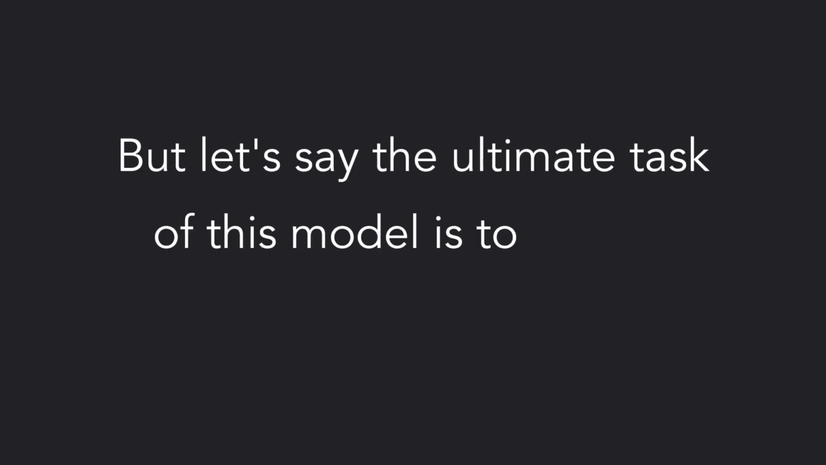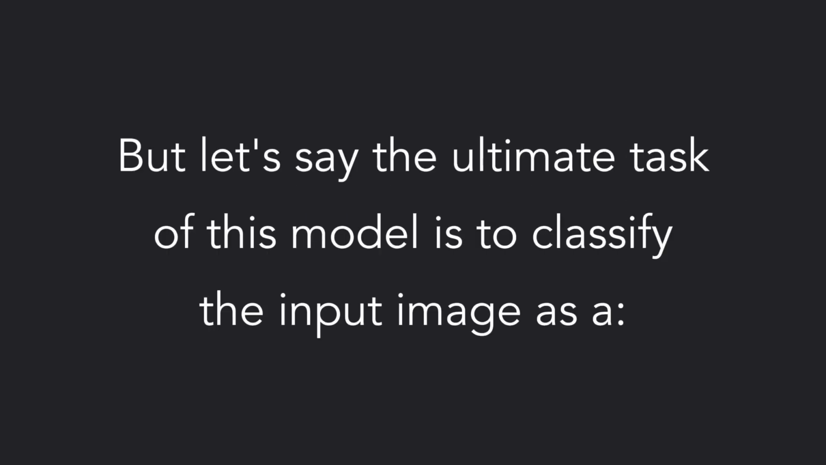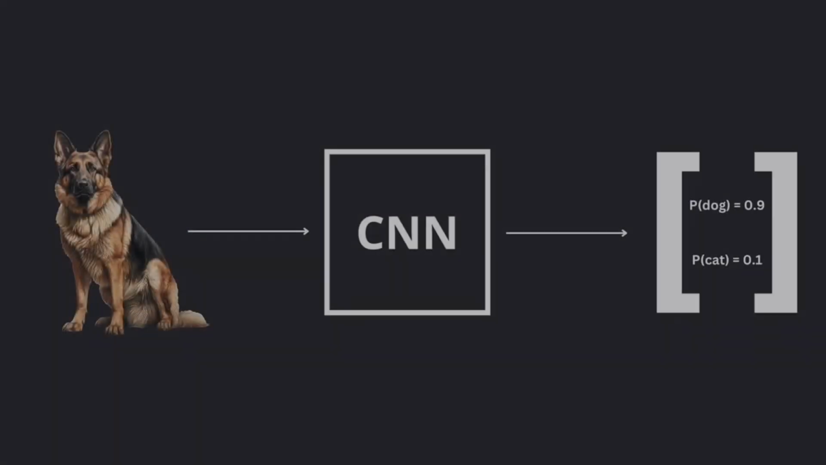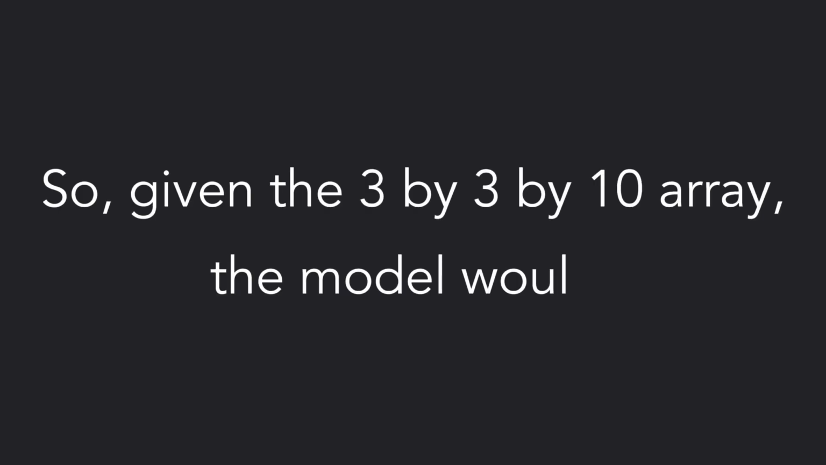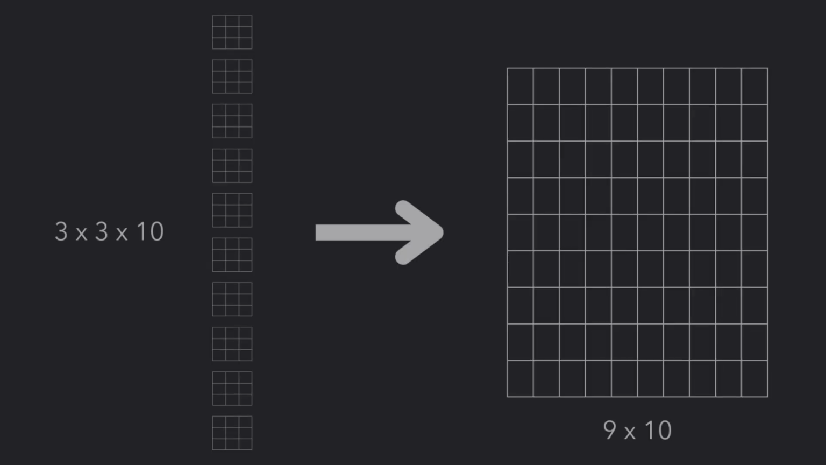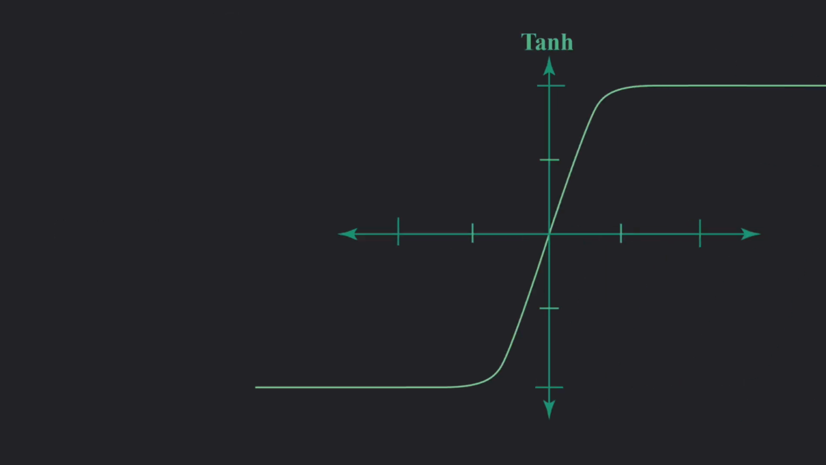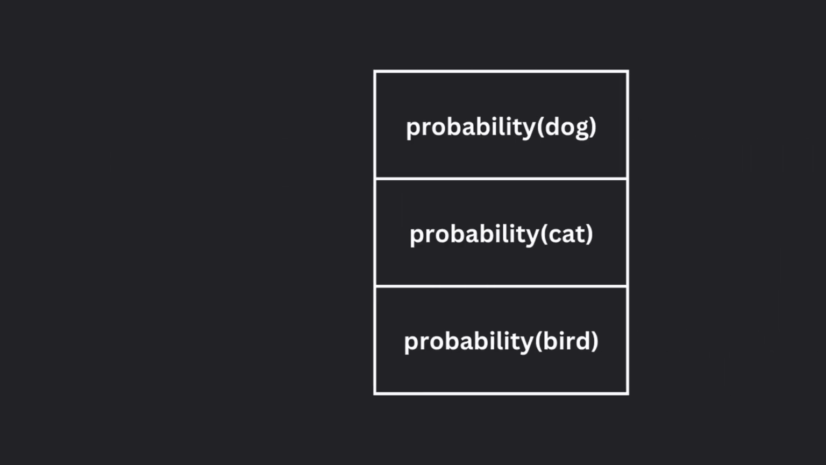But let's say the ultimate task of this model is to classify the input image as a dog, cat, or bird. We would want to output a vector of size 3, where each entry corresponds to the probability that the input image is a dog, cat, or bird. So given this 3x3x10 array, the model would use a series of reshape operations, nonlinear functions, matrix multiplications, and even more convolutions to arrive at the final output vector of size 3.